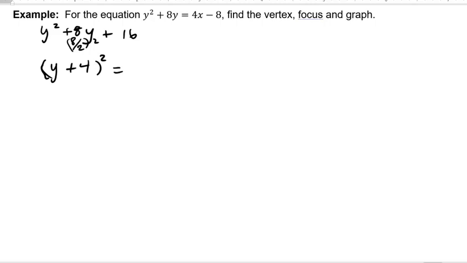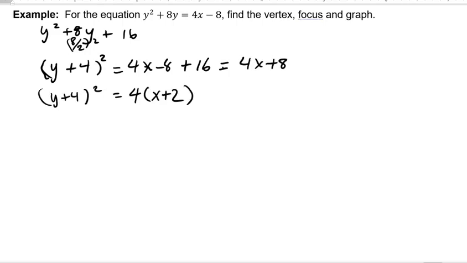Now on the right-hand side, I will rewrite what I've got. I've got 4x minus 8, but I added 16 onto the left, so I also have to add 16 to the right. And when I simplify this, I'm seeing that I have 4x plus 8. So I'll pull the two sides together, and on the right-hand side, I'll factor out the 4 and get the expression 4 times parentheses x plus 2.